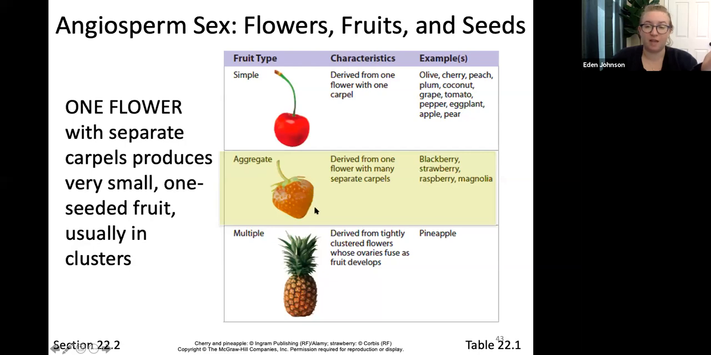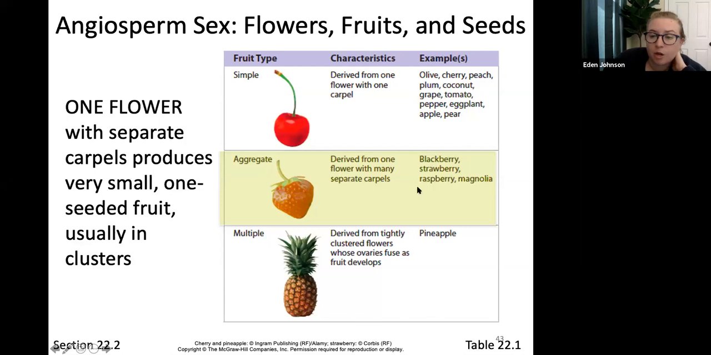So this isn't the flower. You need to think of the actual flower. Now, how I wish that we were in person because I would have examples for you, but you had a whole bunch of separate carpels. They were all fertilized in order to make this one fruit out of many carpels. Okay, so that's an aggregate fruit type.